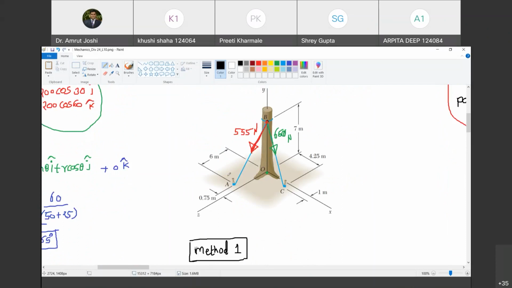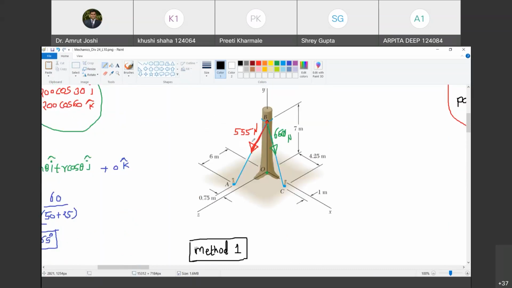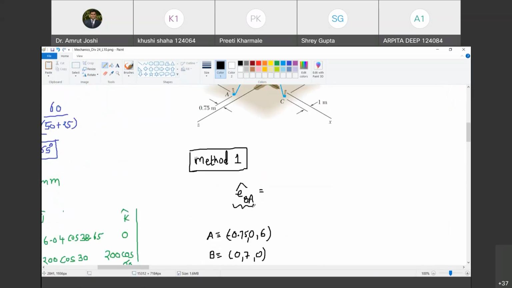So what do you know about this 555 Newton force? You know its point of application, you know its sense, it is pulling at B. However, we do not know its orientation of line of action, in the sense we have not expressed it vectorially. We know its magnitude as well. Are you with me? Yes, sir. So is this force directed from B to A? Yes, sir. Therefore, its direction will be given by the unit vector in the direction B to A. Do you agree with me? Yes, sir. So the first job in our hand is to find the unit vector from direction B to A.